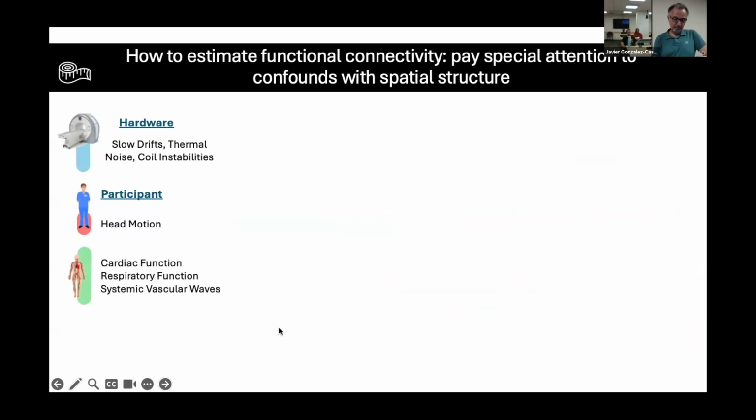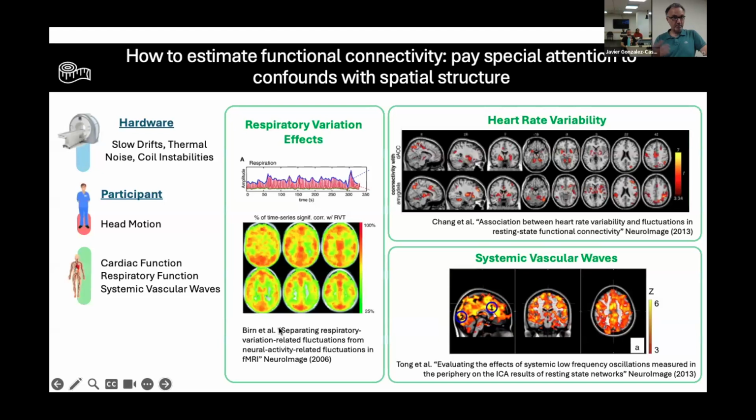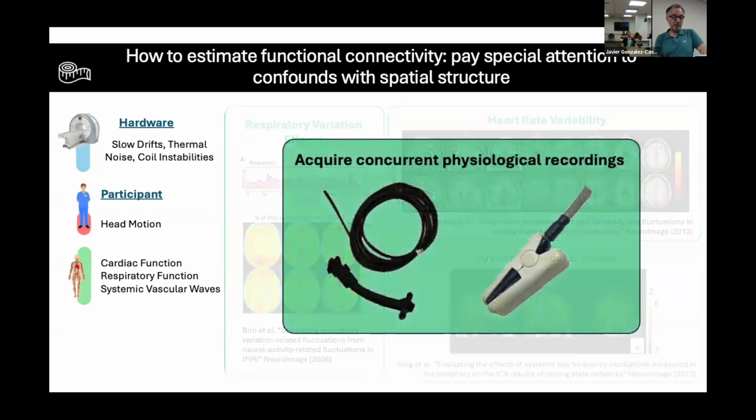There is the whole world of physiology. I mean, those subjects are breathing, their heart rate is beating, and that can lead to patterns of connectivity related to variation in respiration rate, variation in heart rate, and some systemic vascular waves that really look a lot like connectivity profiles. And that's why when you're gonna do some connectivity, it's really, really important if you can to acquire on top of your fMRI data, concurrent measures of physiology, the respiratory belt and the pulse oximeter at least.